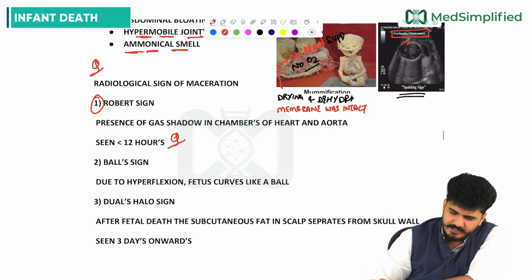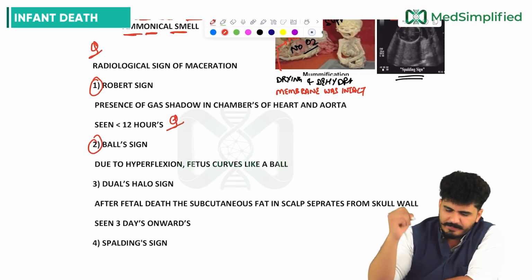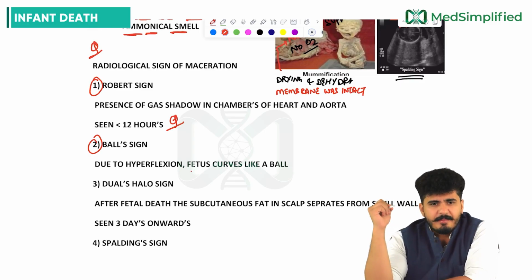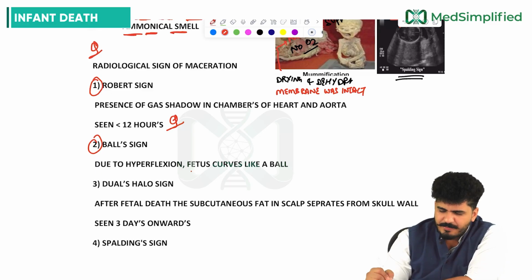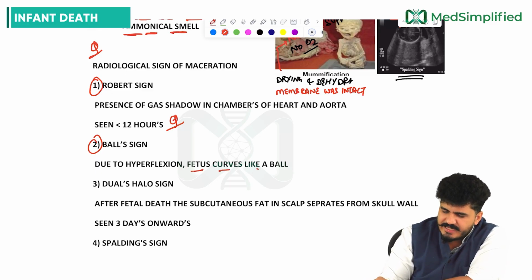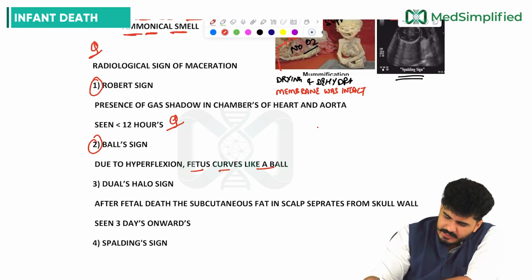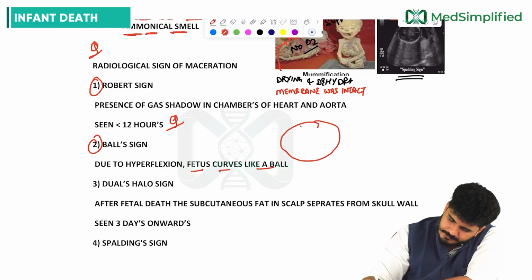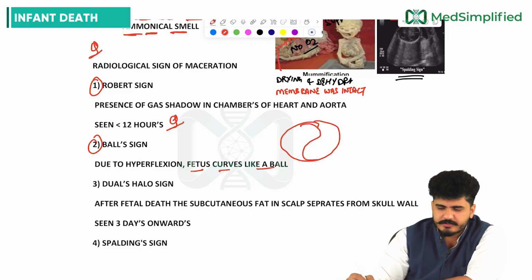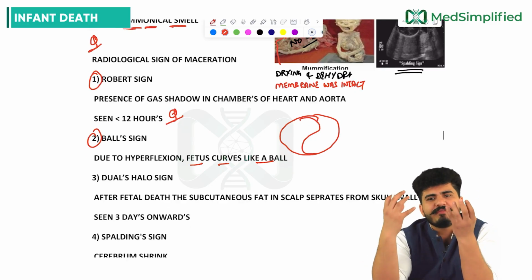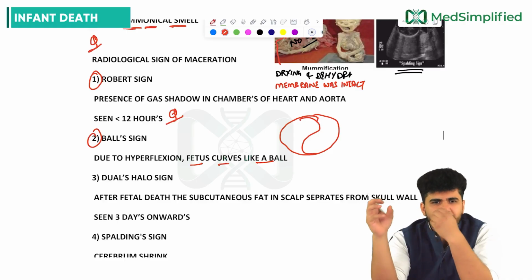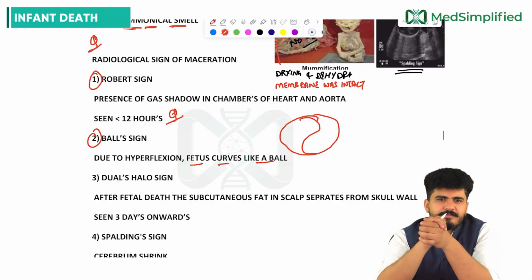The second thing we need to learn is the Ball sign. The Ball sign is due to hyperflexion. The baby is hyperflexed, and the fetus curves like a ball. This is the Ball sign, a ball-like fetus.